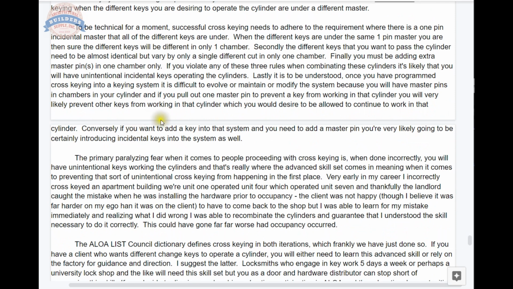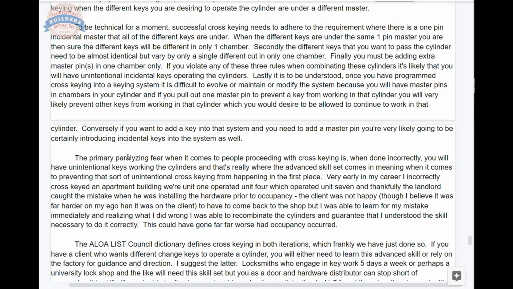So, conversely, if you want to add a key into that system and you need to add a master pin, you are very likely going to be introducing incidental keys into the system as well. The primary paralyzing fear when it comes to people proceeding with cross-keying is that, when done incorrectly, you will have unintentional keys working the cylinder. And that's really where the advanced skill set comes in, meaning preventing that sort of unintentional cross-keying from happening in the first place.